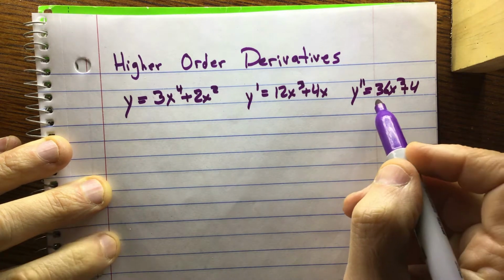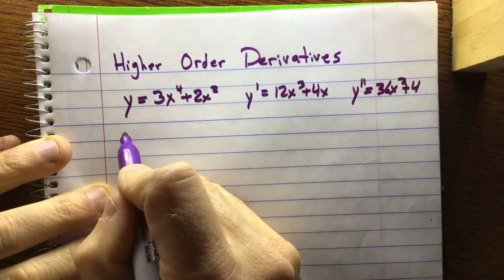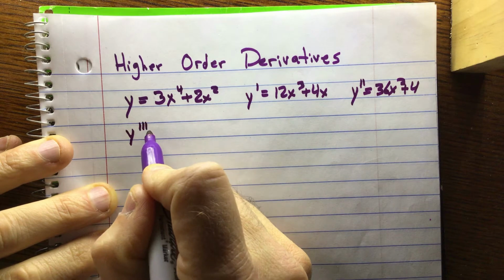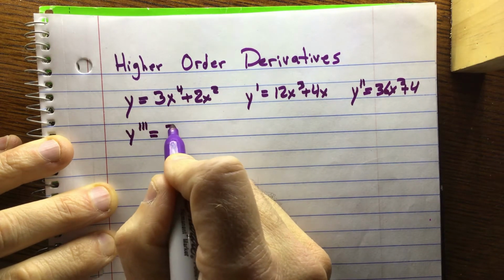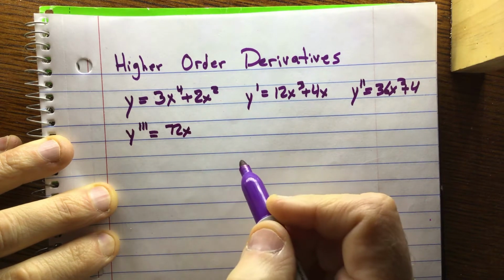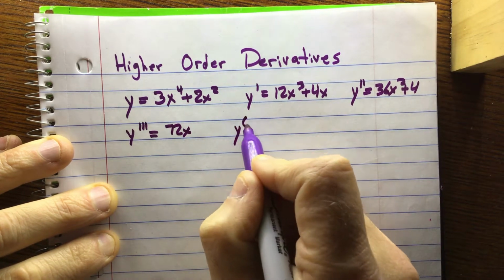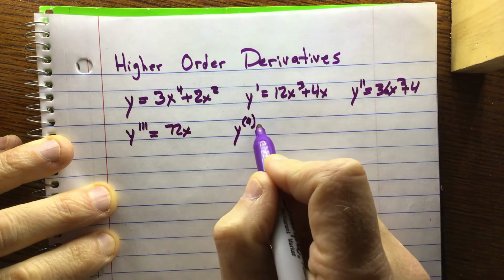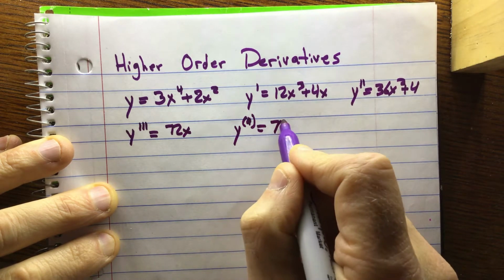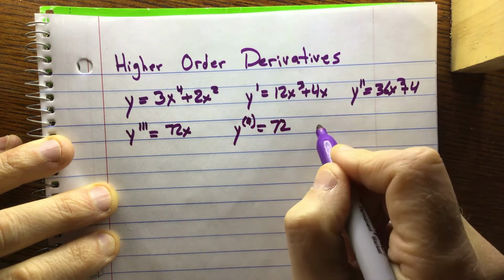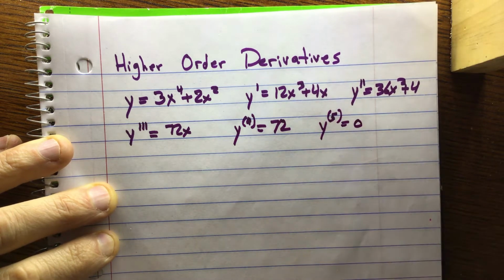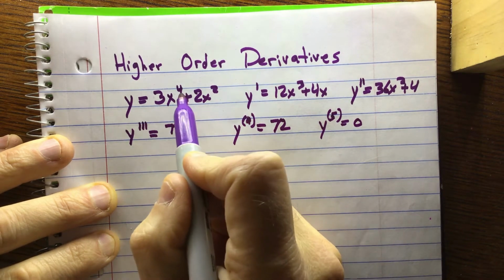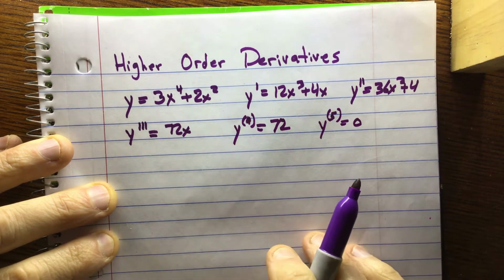If we wanted to take the derivative of that, because that itself is a function, we could say the third derivative, represented as y triple prime, is 72x. And of course, we call the fourth derivative 72. And we could take the fifth derivative, and that would give us 0. That's as far as we can go with that particular function. If it were a higher degree to begin with, we could have gone further out.